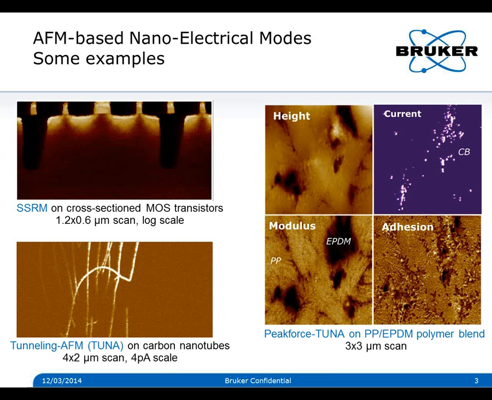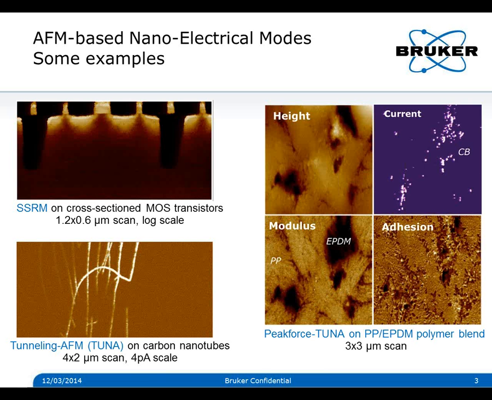The scale here is a 4 picoamp scale, which is the difference between the brightest and the darkest area. But currents easily go below 100 femtoamps. So this points to the need for electronics that can detect that low level of current.